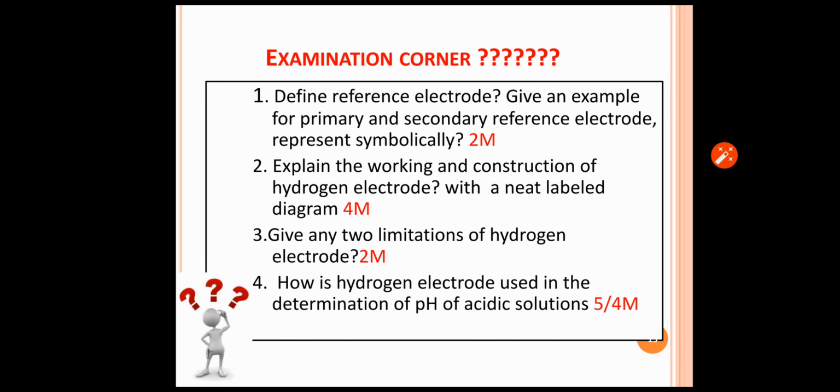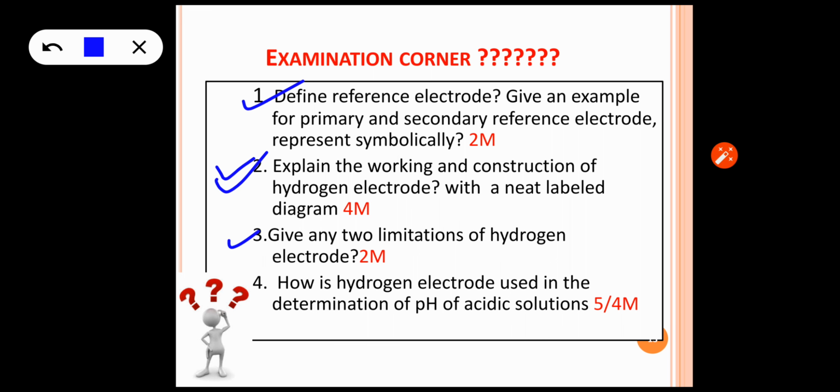With this, let us come to the examination corner. These are the possible questions that are asked in the examination. The first question is: define reference electrode. Give an example for primary and secondary reference electrode. Represent symbolically. Explain the working and construction of the hydrogen electrode with a neat labeled diagram is the most frequently asked question. Give any two limitations of the hydrogen electrode is again most frequently asked. And how is the hydrogen electrode used in the determination of pH of an acidic solution is also most frequently asked.